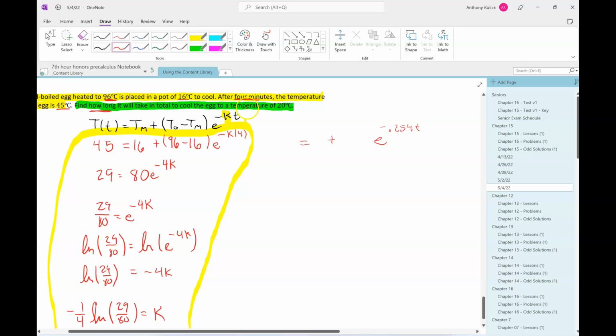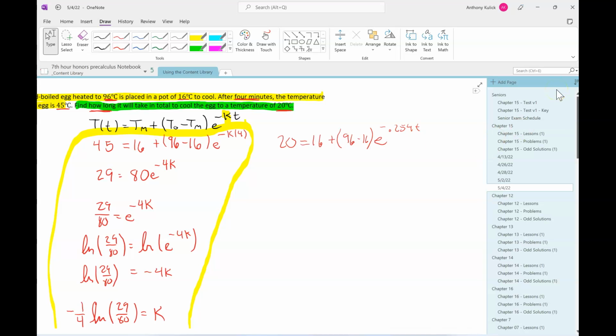And we're asking how long will it take to cool the egg to 20 degrees Celsius. So where's the 20 degrees going? The T of t. And the medium and the temperature of the egg initially are still the same, right? So nothing changes there. It's still the same situation. We're just going to keep letting this thing cool in the cold water until it gets to the temperature we're looking for.